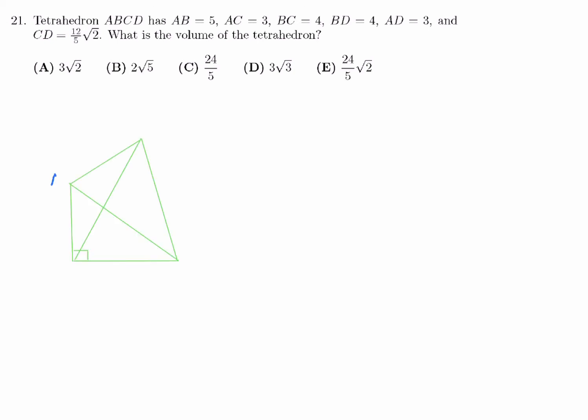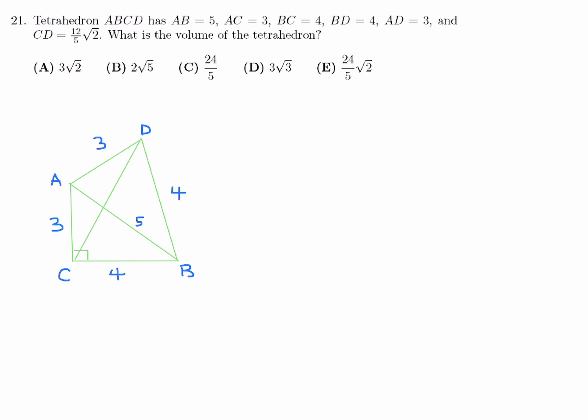Let's label this. This is A, this is B, and this is C, which is where we have a right angle. And the reason we know that is because AC is 3, CB is 4, and AB is equal to 5. And 3, 4, 5 is, of course, a right angle. This up here is D. AD, they have told me, is 3. And BD is 4.